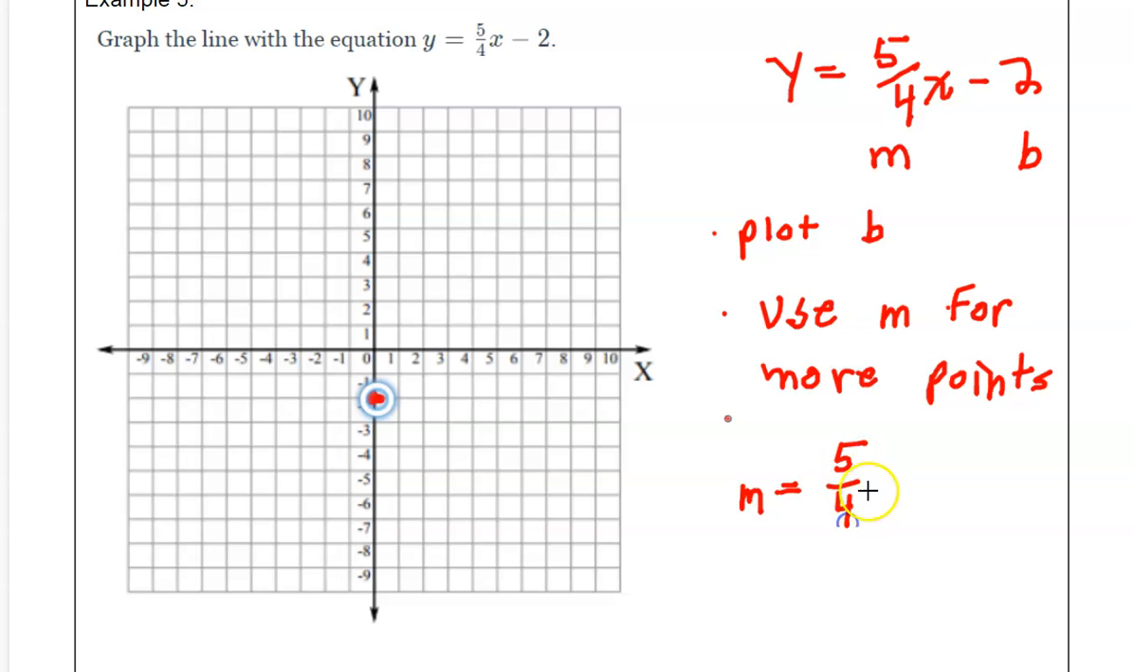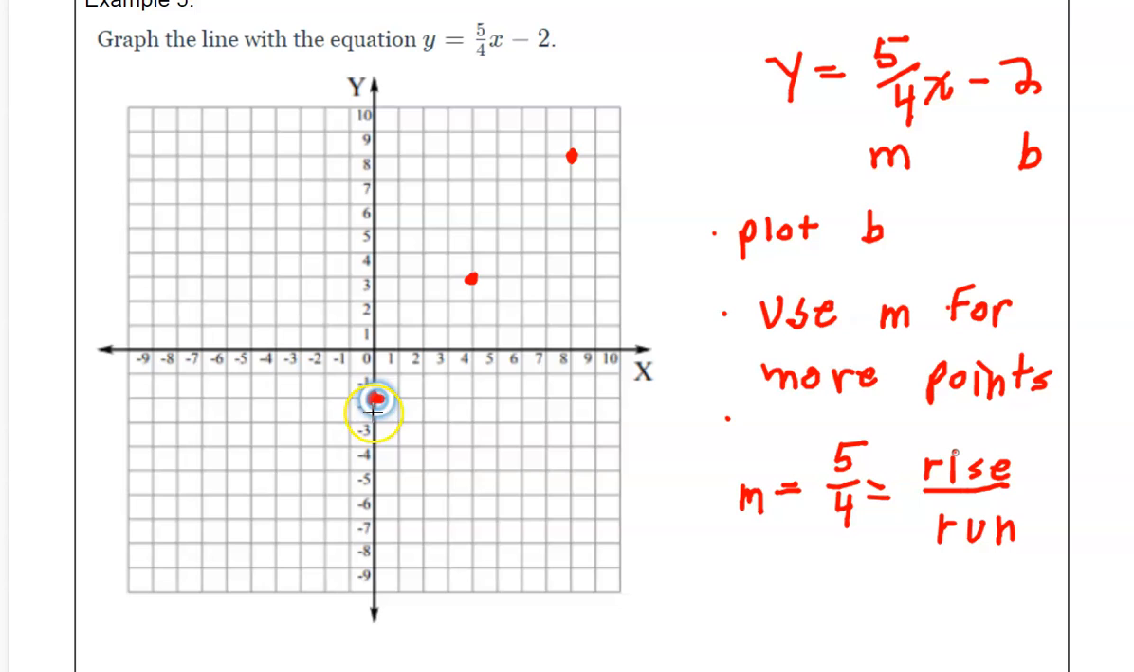5/4. Remember that's the same thing as my rise over my run. So if I'm starting here, I can go up 5, 1, 2, 3, 4, 5 over 4, 1, 2, 3, 4. I got another point right there. Okay, there you go.